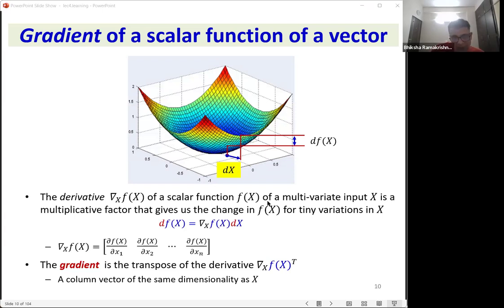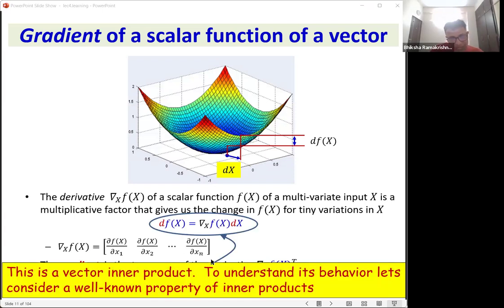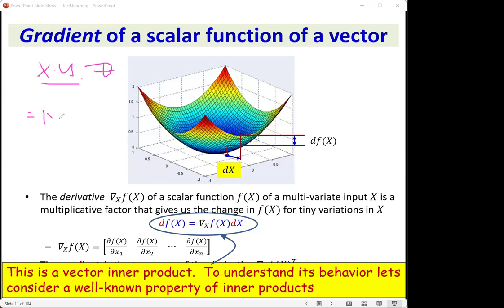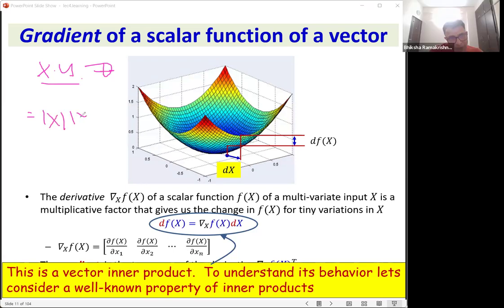Okay. So we agree that this is a vector inner product, right? Now, let me ask you this. If I give you the inner product between two vectors, x and y, what is this? You remember the formula? If the angle between the two vectors is theta, then what is the inner product? Come on, we have mod x, mod y, cos theta, right? This is the inner product between the two vectors.